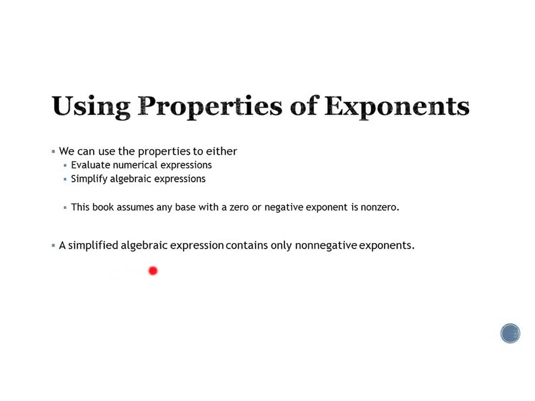A simplified algebraic expression contains only non-negative exponents. So if your directions are to simplify, which is going to be the bulk of what we do, it is only simplified when there are no more negative exponents. So you need to get rid of all the negative exponents for an expression to be called simplified. So let's look at some examples.